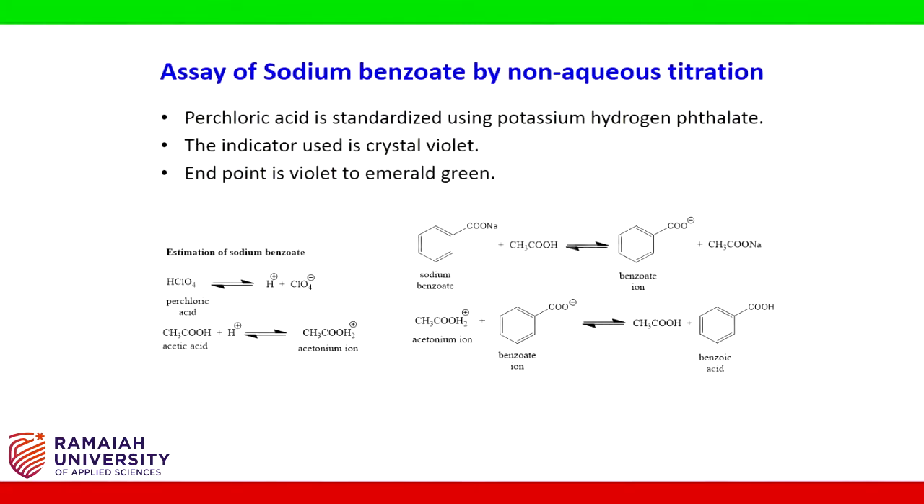Perchloric acid is standardized using potassium hydrogen phthalate. The indicator used is crystal violet. End point is violet to emerald green and the reaction occurs as follows.